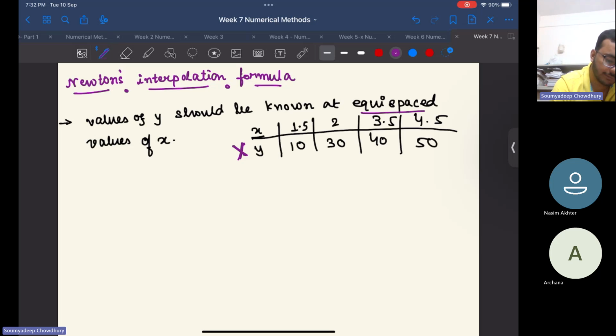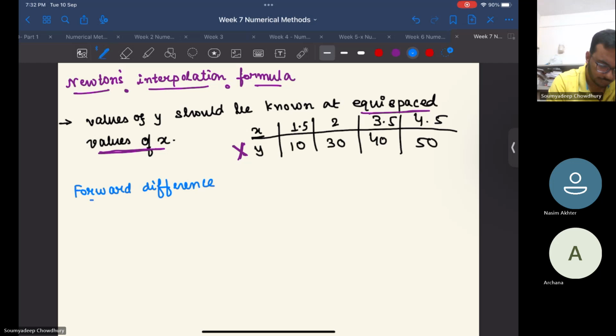Only for equispaced values of x is it applicable. So this is one of the conditions of Newton's interpolation formula. Now we will look into what is called the forward difference. We represent forward difference by delta yi. It is equal to yi plus 1 minus yi.